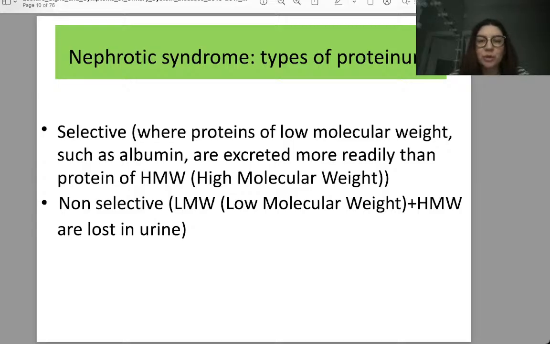Moreover, proteinuria can be selective and non-selective. What does it mean? Selective is where proteins of low molecular weight, such as albumin, are excreted more readily than proteins of high molecular weight, like for example globulin. When it is non-selective proteinuria, both low molecular weight and high molecular weight proteins are lost in urine.